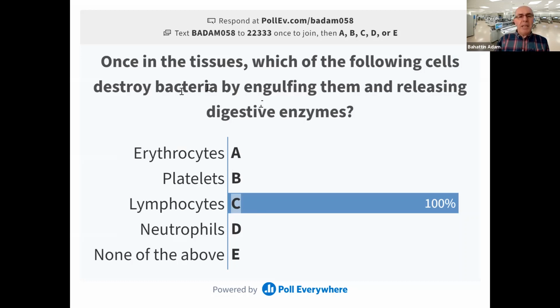Lymphocytes also fight bacteria, but the neutrophils enter into the tissue and become macrophages, engulf bacteria, and kill them. It should be enough for today.